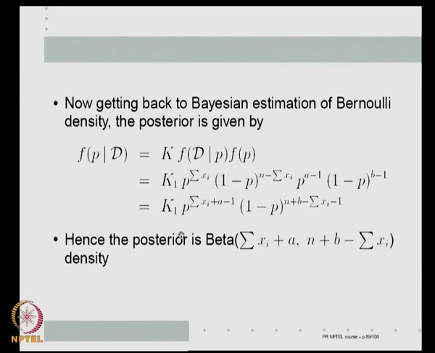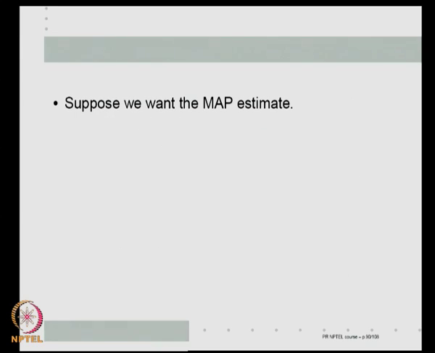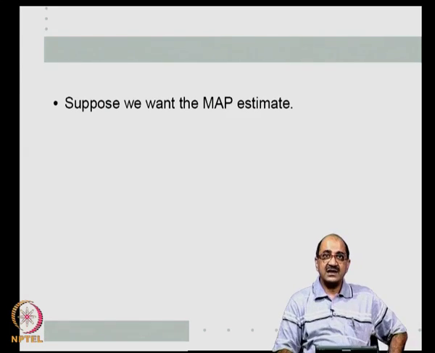Now, once you have the posterior density, as we have seen earlier, we have various choices for the estimate. We can use the mean of the posterior density, we can use the mode of the posterior density, or we can actually calculate f of x given d. Once again, let us do all this. Suppose we want the MAP estimate. What is the MAP estimate? It is the maximum of the posterior density, that is, we take the mode of the posterior density as our estimate.